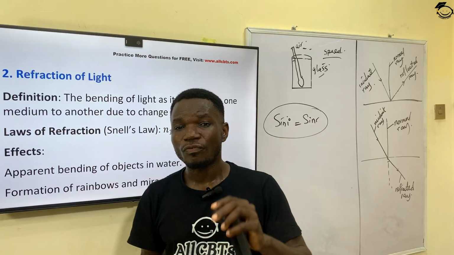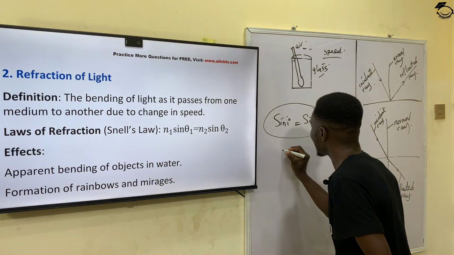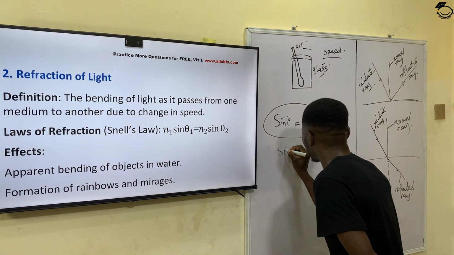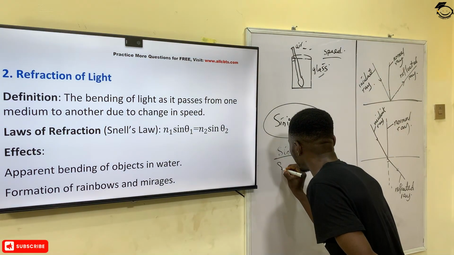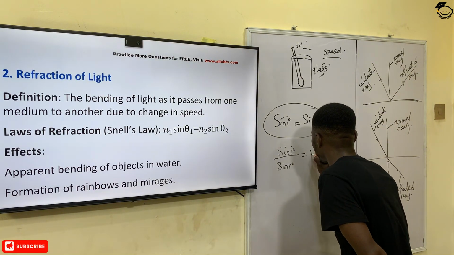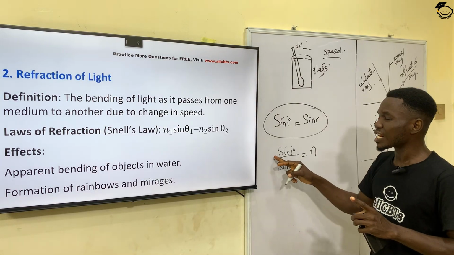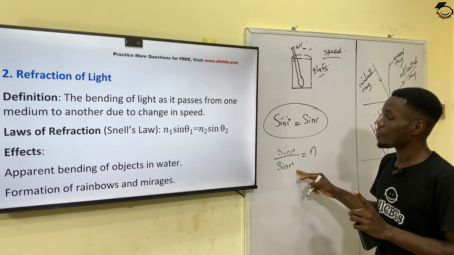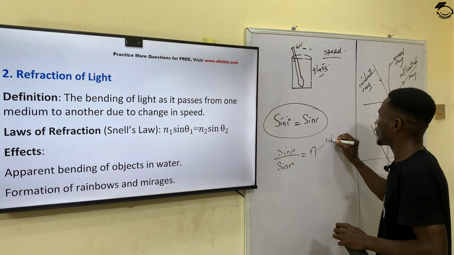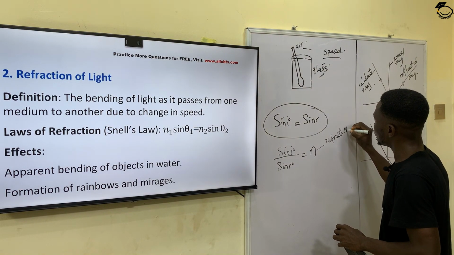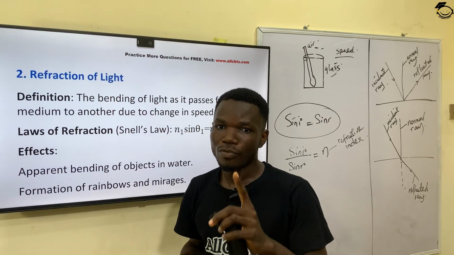While the second law of refraction says that the ratio of the sine of the angle of incidence, sine i, to the sine of the angle of refraction, sine r, is a constant. This is called Snell's law of refraction. It says the ratio of the sine of the angle of incidence to the sine of the angle of refraction is constant. This constant is what we call the refractive index. And that is Snell's law of refraction.